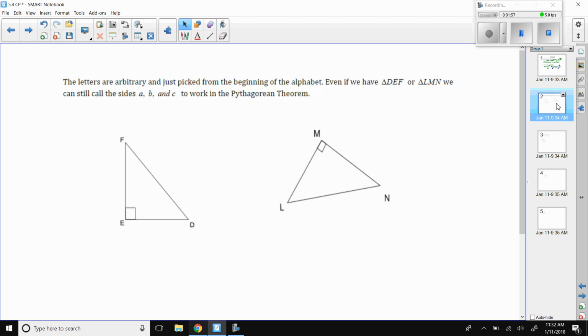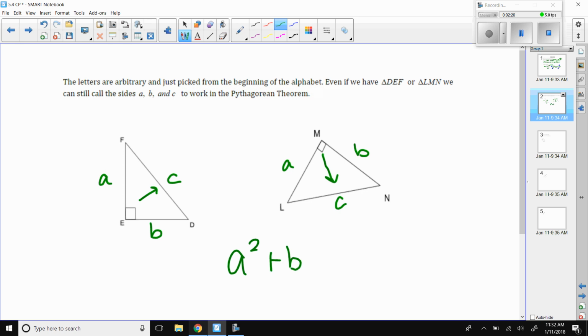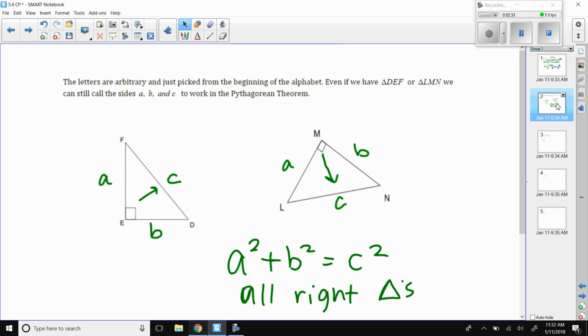So even if we have these two sides, the hypotenuse is always going to be C, and it's across from that right angle. And then it doesn't really matter, you can put A and B here. When we have our triangle flipped, across from that right angle is always going to be C. And then it doesn't really matter where we put A and B, because we're still going to have A squared plus B squared equal to C squared for all of our right triangles.